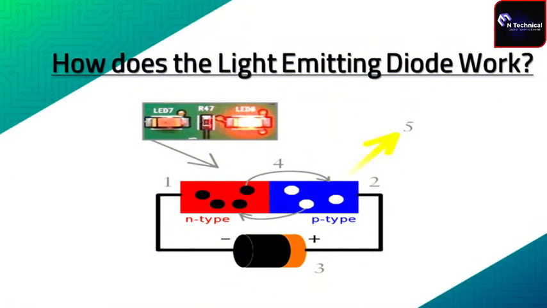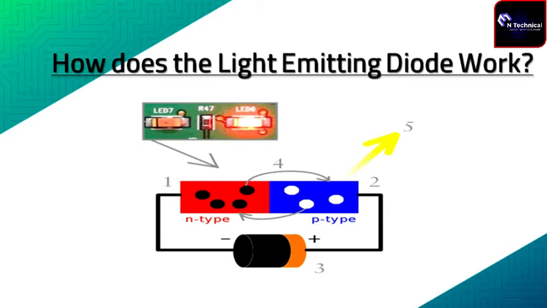Now we will understand how the light emitting diode works. With the help of this diagram, we will understand how the light emitting diode works and the step-by-step process of the diagram. From this diagram, we can observe that the n-type silicon in red color contains electrons, which are indicated by the black circles. The p-type silicon is in blue color and it contains holes. They are indicated by the white circles.